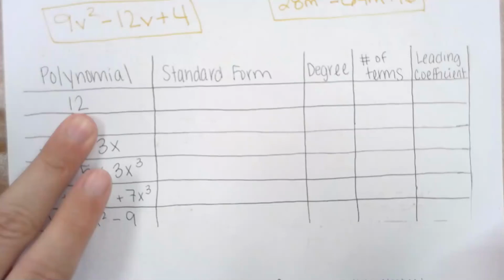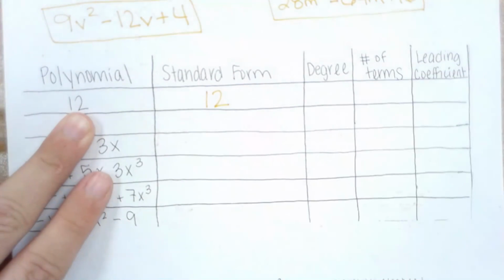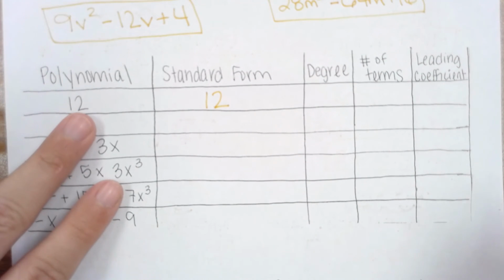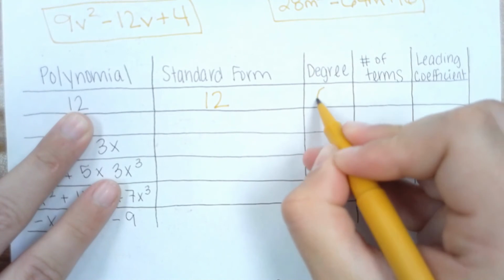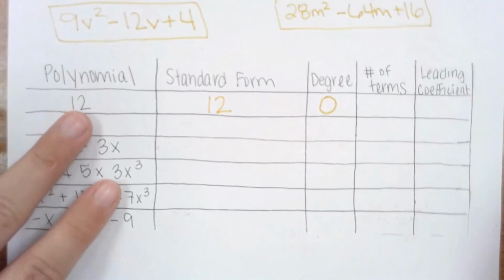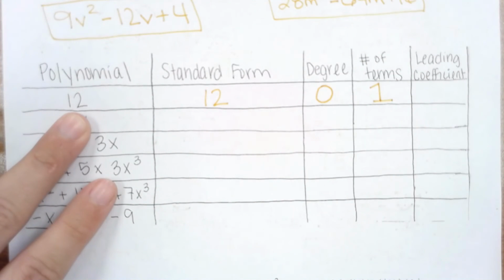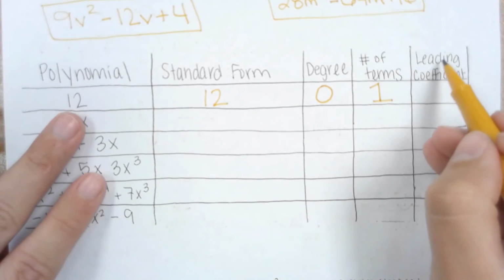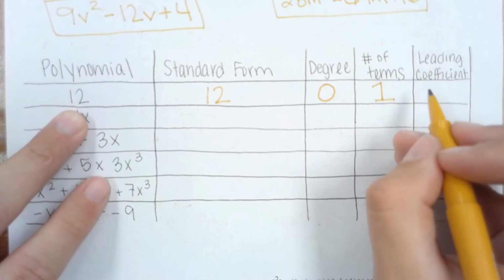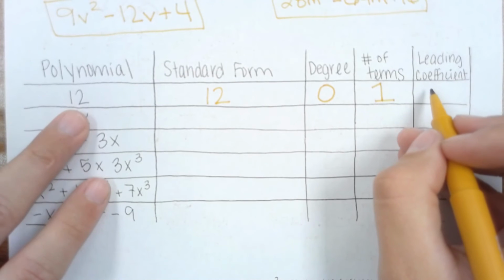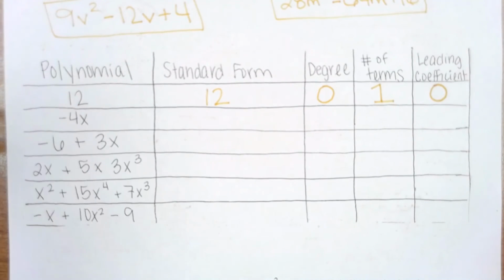Okay guys, so for the first one, when you see just one term, that is the only form that you can put it in, so that standard form would be 12. Notice how it does not have any variable to any power, so that means that it does not have a degree. Your only term here is that 12, so that means that you just have one term. And then again, guys, leading coefficient, a lot of students would put 12 here, but remember guys, coefficients have to be attached to variables. So since 12 is not attached to a variable, there is actually no coefficient.